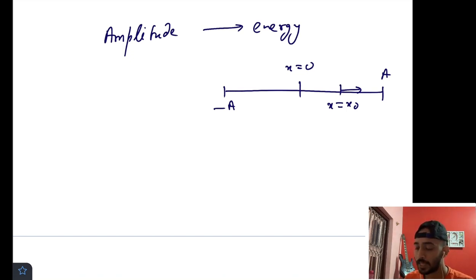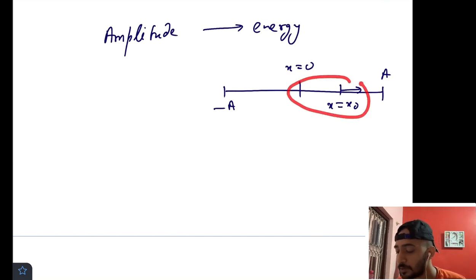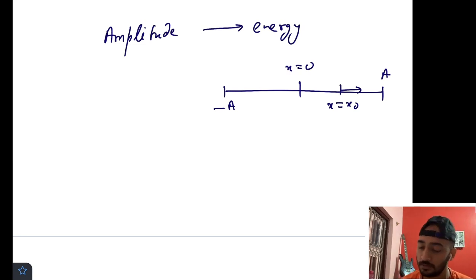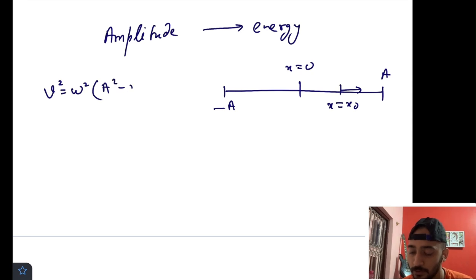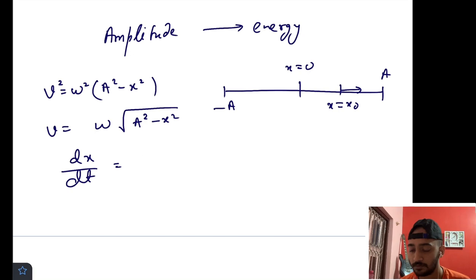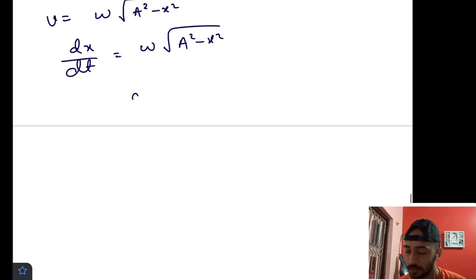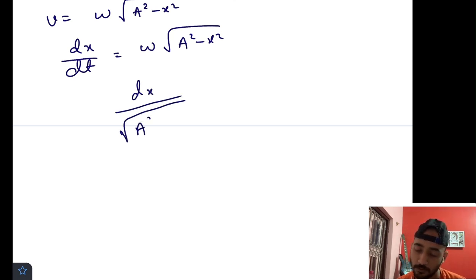Okay, so let us take one such combination where the particle starts from x equals x naught and the velocity is towards the positive direction. Okay, so we have v square equals omega square times a square minus x square. So v equals omega root over a square minus x square. Okay, fine. And v is the rate of change of displacement. So dx divided by root over a square minus x square equals omega dt.